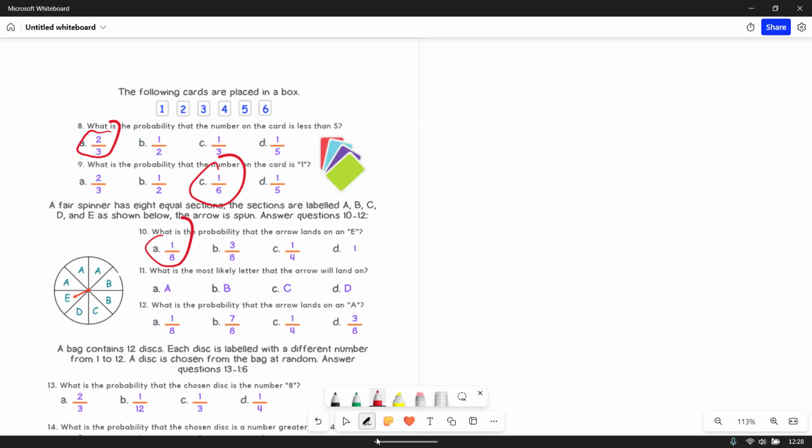Number 11, what's the most likely letter that the arrow will land on? The one that appears the most is there's three lots of A's, so it's going to be A. 11 A. What's the probability the arrow lands on the A? So 3 out of 8. So D.